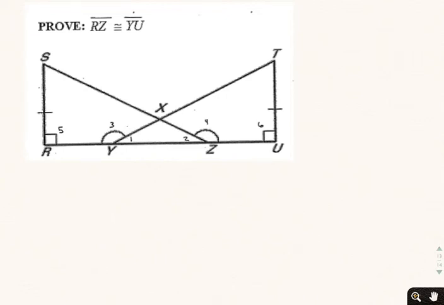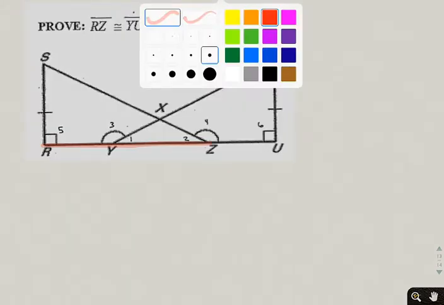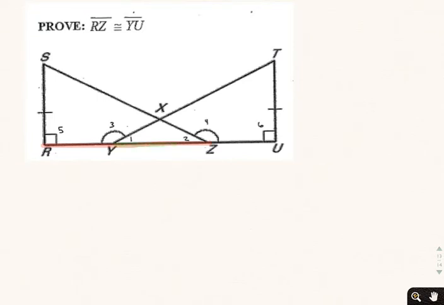All right, last one. Let's do this. And this one again is going to be one of those little combined ones. So I have to prove that RZ, which is this line at the bottom, is congruent to YU, which is actually a little bit overlapping. That goes to the end.